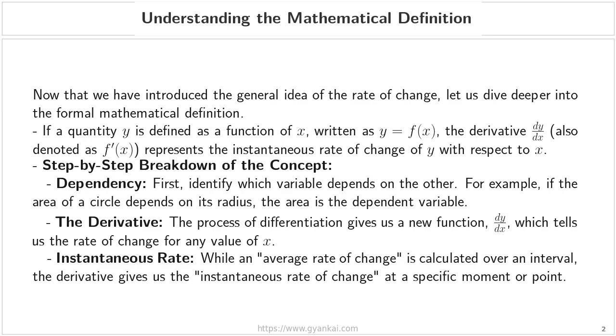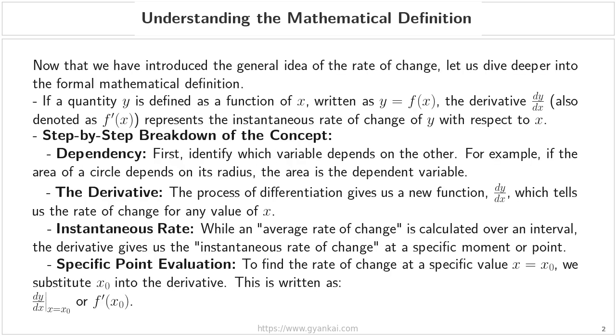You may have previously learned how to calculate an average rate of change over a specific interval. However, the derivative is different. It gives us the instantaneous rate of change, meaning it tells us exactly how fast y is changing at one specific moment or point. Finally, we have specific point evaluation.